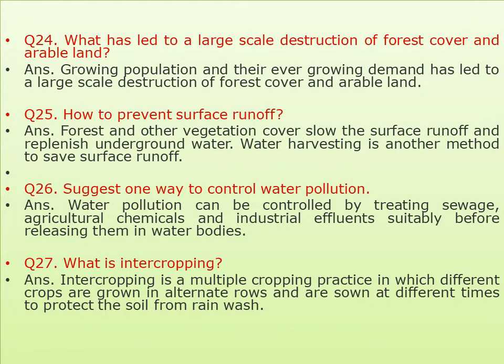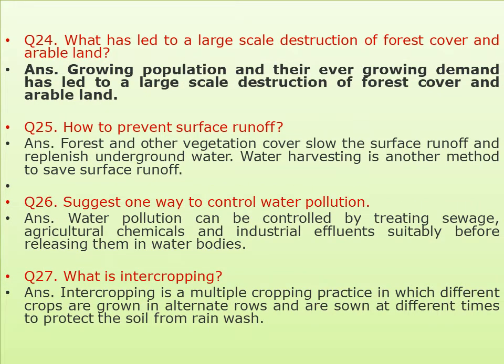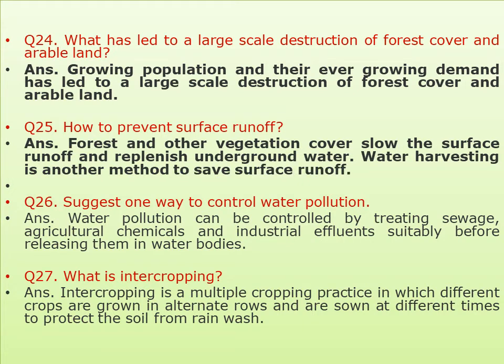Question number 24. What has led to large scale destruction of forest cover and arable land? Answer: growing population and their ever growing demand has led to a large scale destruction of forest cover and arable land. Question number 25. How to prevent surface runoff? Answer: forest and other vegetation cover slow the surface runoff and replenish underground water. Water harvesting is another method to save surface runoff.